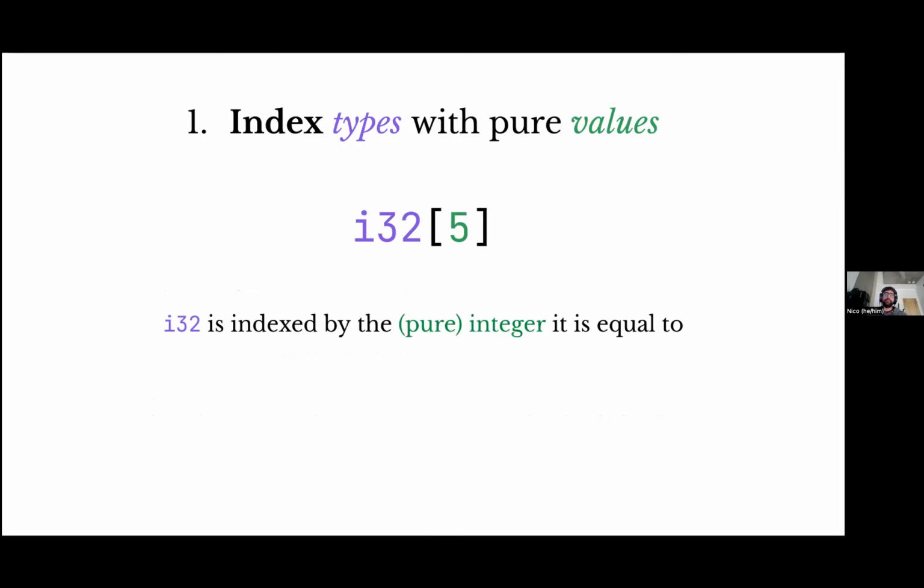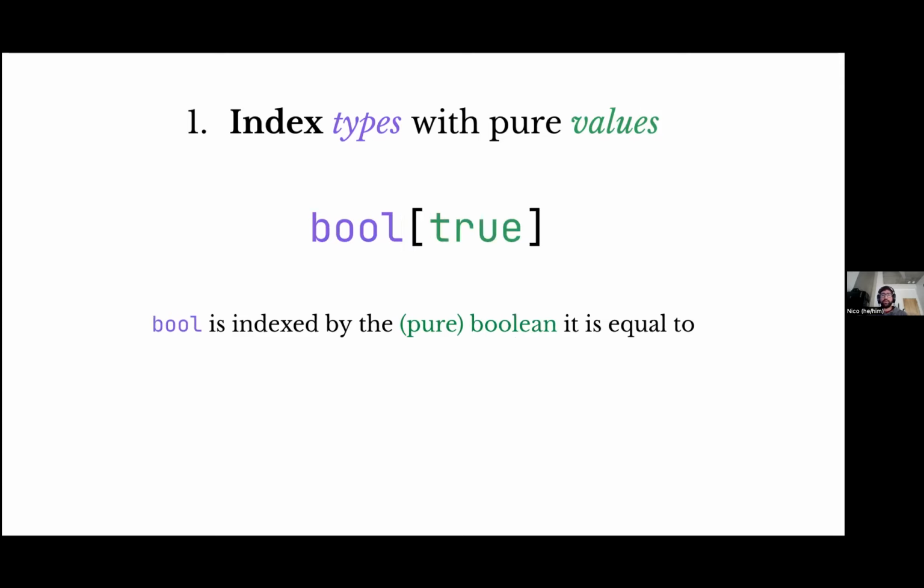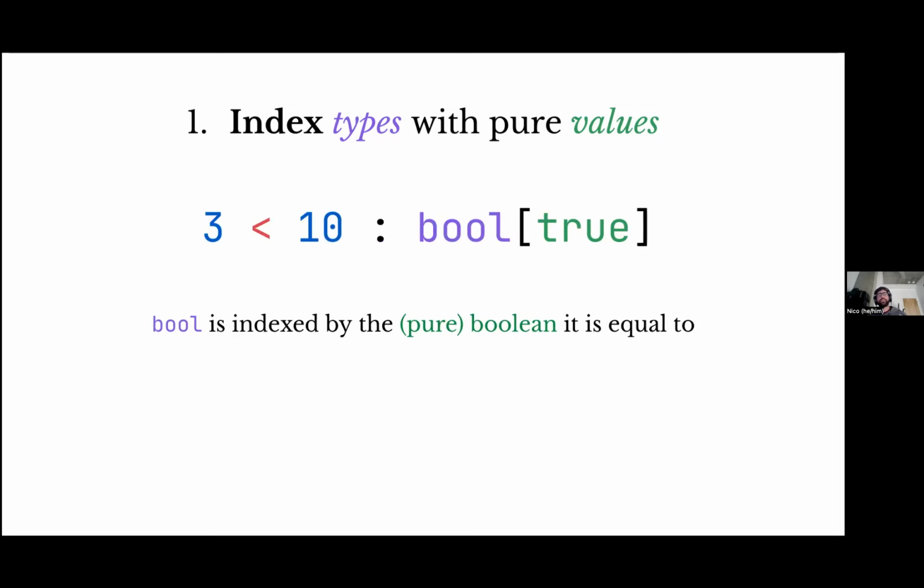So for example, I32 values can be indexed by the integer they're equal to. In Flux, we can give the Rust expression 2 + 3 the type I32 equals 5. Similarly, we can index booleans by a pure logical boolean value that it is equal to, and we can, for example, type the expression 3 less than 10 as the type bool true.